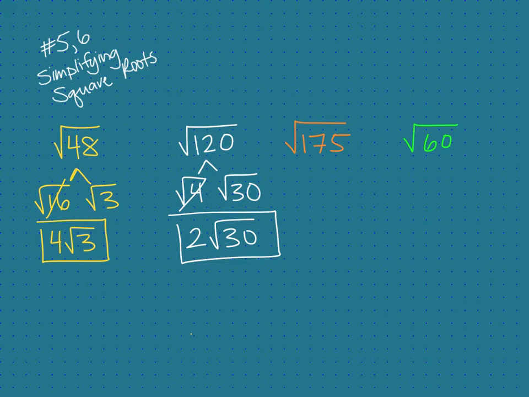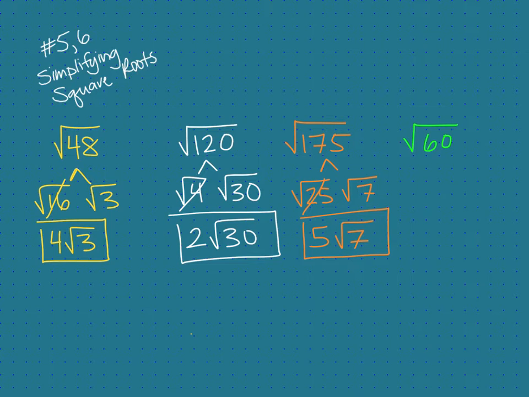Anytime you have one that ends in 25, 50, or 75, I would check 25 first and make sure that one works. So 175 divided by 25 is 7. 25 is one of those easy ones to check just because of money. 7 has no perfect square factors, it's prime. And then we'll cross it out, bring this out as a 5, 5 root 7.